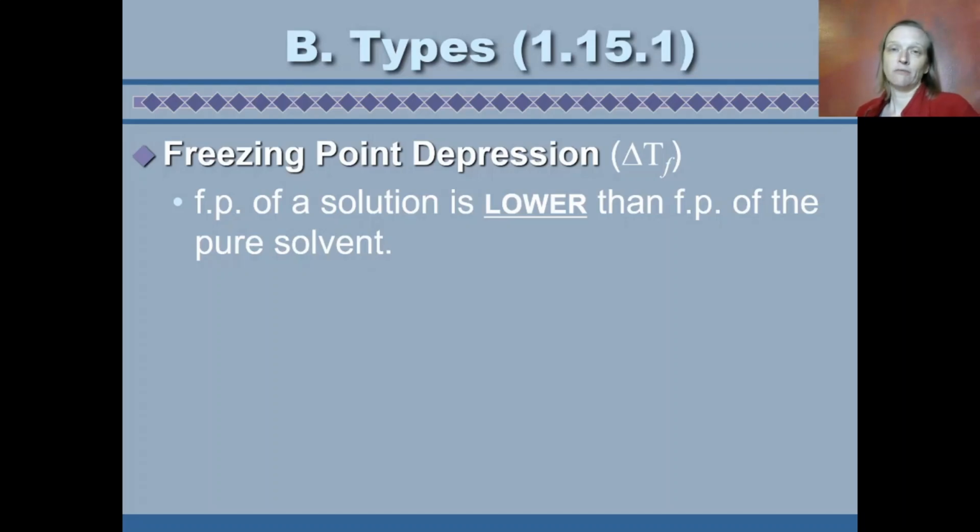Freezing point depression is based off of the idea that the freezing point of a solution is lower than the freezing point of the pure solvent. You may be familiar with this when it comes to putting salt on the roads. We put salt on the roads, road salt, calcium chloride, to lower the freezing point of water so that we don't have ice on the roads, we just have puddles on the roads, even if it's below freezing. So depression means to make something lower, and freezing point depression, the freezing point of the solution is lower.